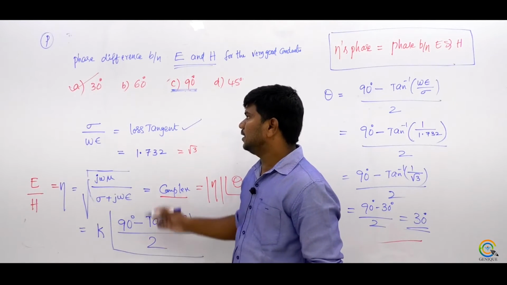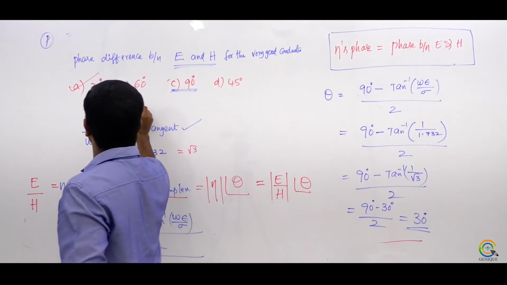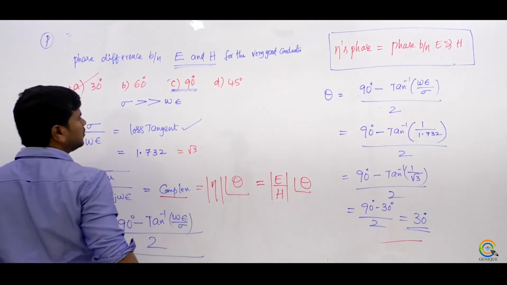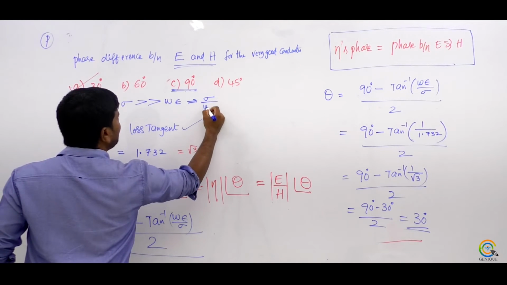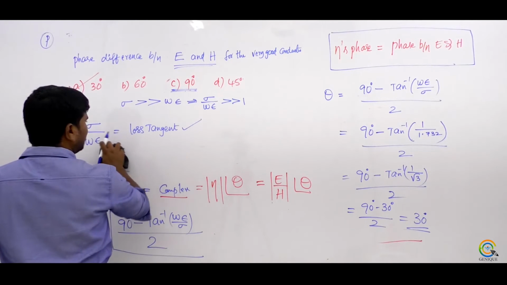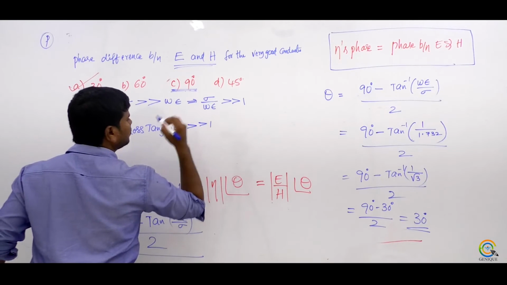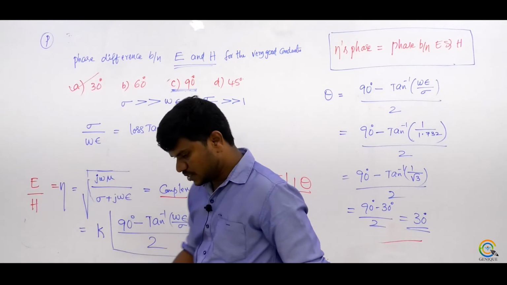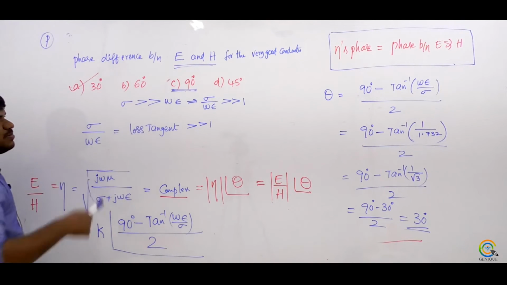The loss tangent is more, because for the very good conductor, sigma must be greater than omega epsilon. So from this, what can we write? Sigma divided by omega epsilon is much greater than 1. The loss tangent is much greater than 1. Understand?